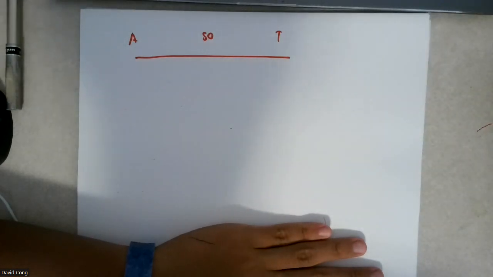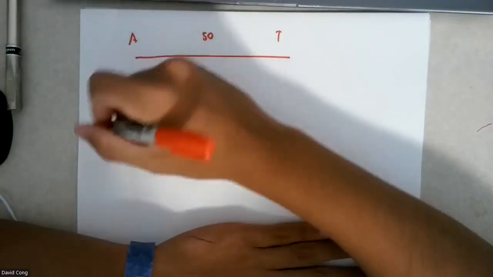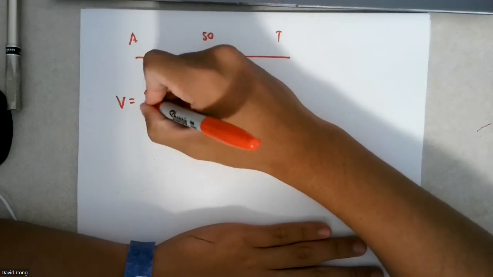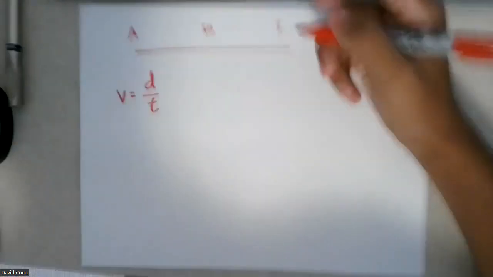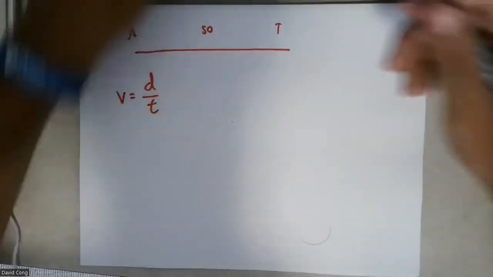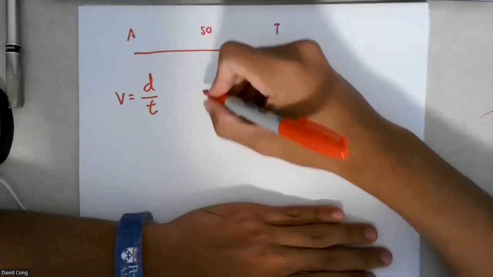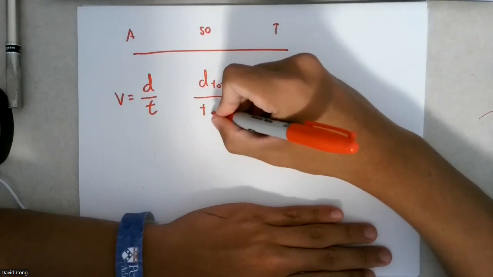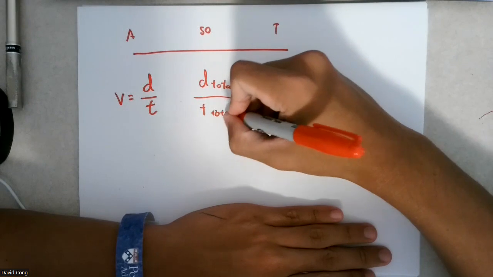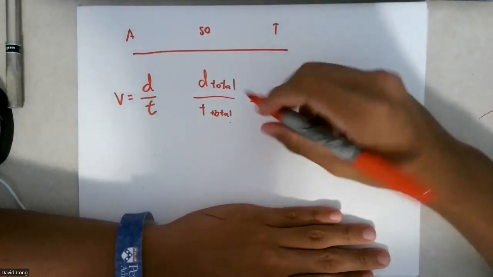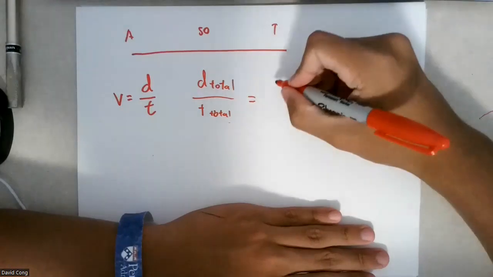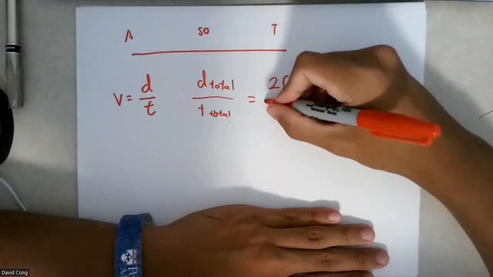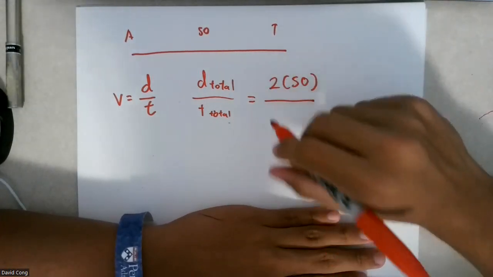So, what is average speed? Well, we know velocity is equal to distance traveled over time. So average speed is equal to total distance over total time. We know the total distance, because he's going down and back, so it's 2 times 50. That's the total distance. But now we want to find the total time. And how do we do that?